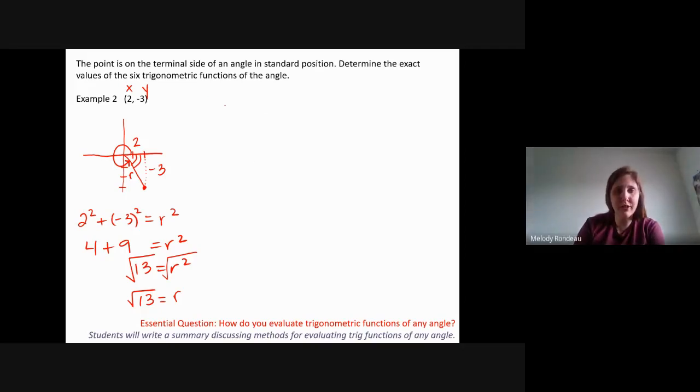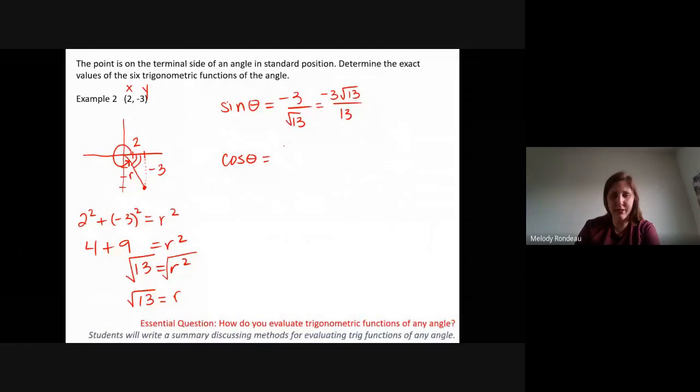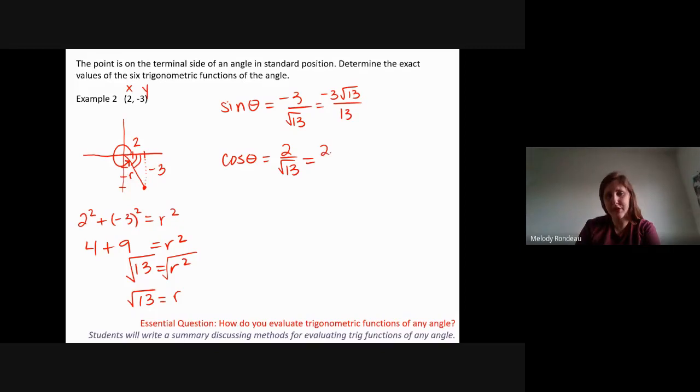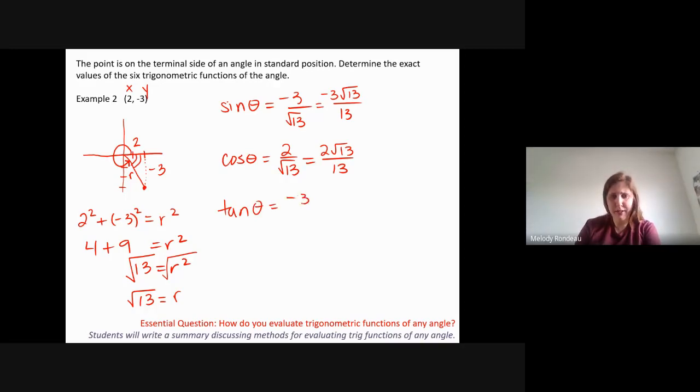All right, so then my trig functions, I have sine of theta is going to be y over r, which was root 13. And if I fix that up, just quickly without showing my work, I would do that version. Then I have cosine. That would be x over r. And again, I'm going to have to fix it up. So 2 root 13 over 13. And tangent y over x. So I have -3 over 2.